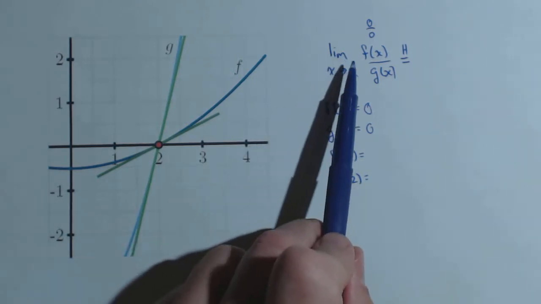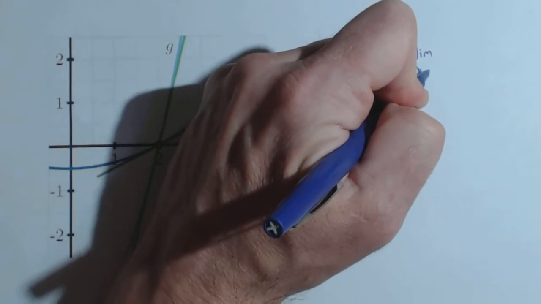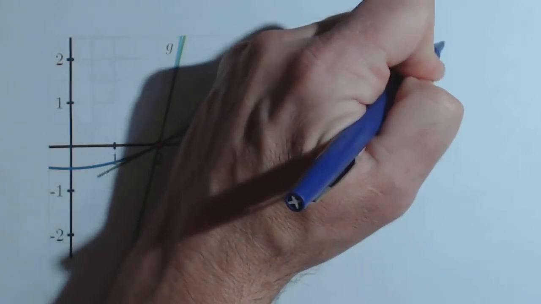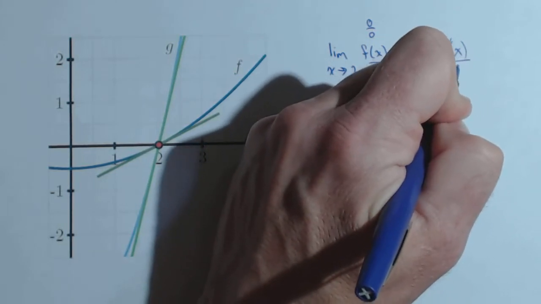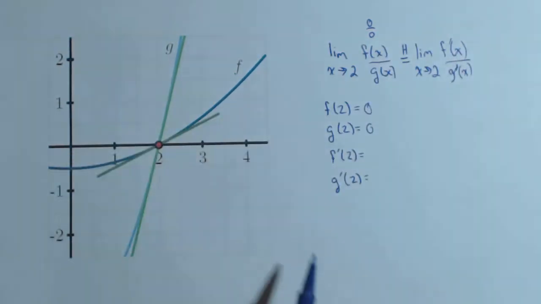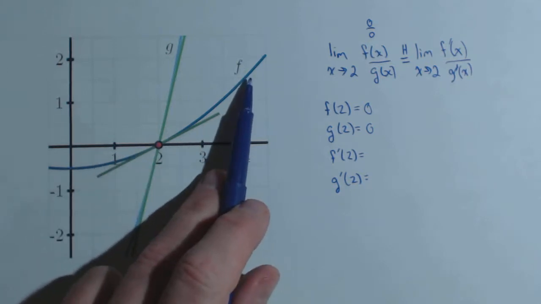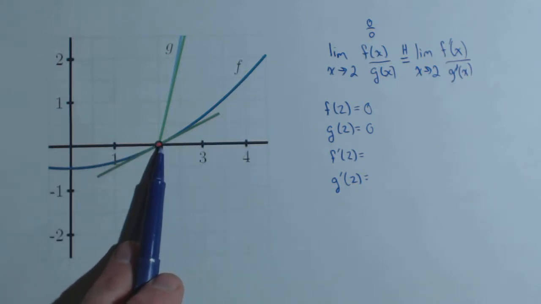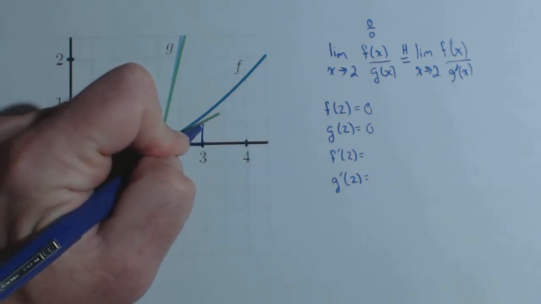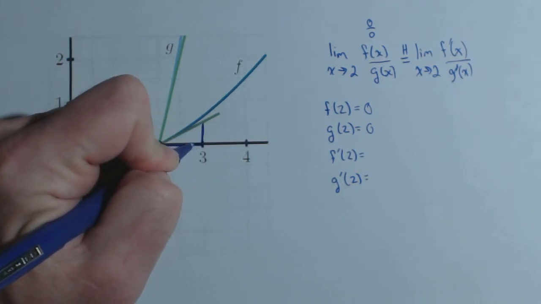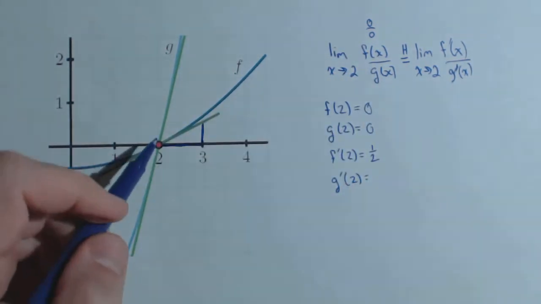So that means that this is going to be equal to the limit as x approaches 2 of f prime of x over g prime of x. And now to see if we can solve this one, what we'll want to do is look at the slopes of these lines. So here is f. Notice if we look, we've got a run of 2 and a rise of 1, so it's a slope of 1 over 2. So f prime of 2 looks like it's about 1/2.